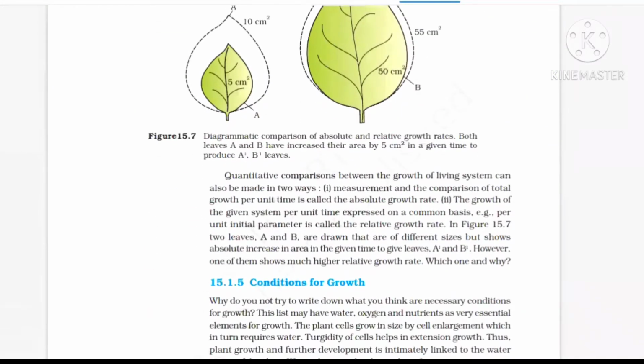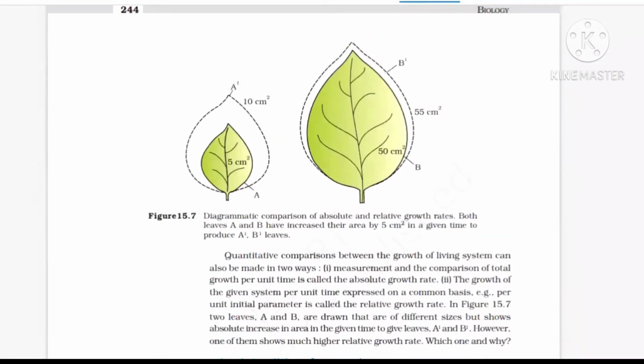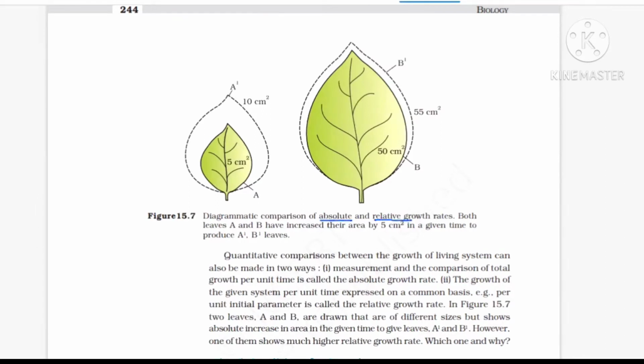Now see, if you have to take the growth, you have to measure the growth rate. So two types of comparisons are there. One is your absolute growth rate, another is your relative growth rate. Understand this diagram A, check this first diagram. If you see, this is the initial size of a leaf, that is 5 centimeter. After it has grown, it has become 10 centimeter. So what is the difference? The difference is 5 centimeter and the initial is also 5, and when you multiply by 100 you will find 100 percent, it is showing the growth.